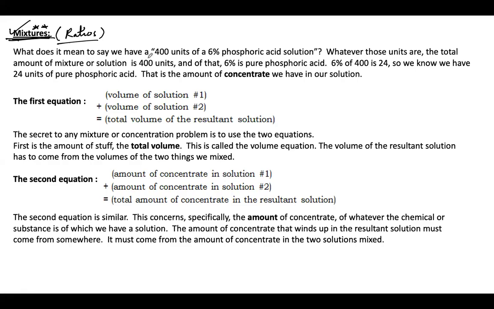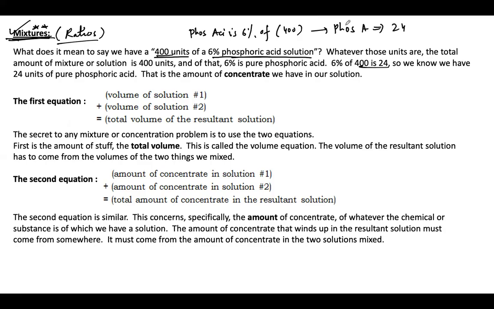What does it mean to say we have, let's say, 400 units of 6% phosphoric acid solution? See, it does not mean that we have 6% phosphoric acid. It means phosphoric acid is 6% of the total. What is the total? 400. So phosphoric acid is how much?